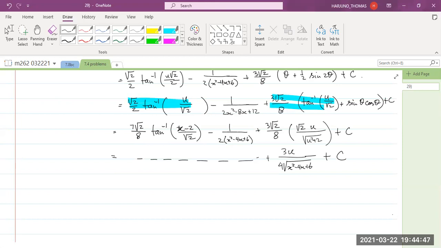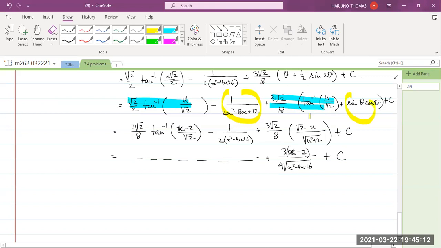Oh, I think I know why. I need to change this u back. This u is what? x minus 2. Yeah, this is not correct. What I have here is not correct. Oh, my denominator. I should not have a square root here. It's supposed to be the square root being squared. So no more square root there.